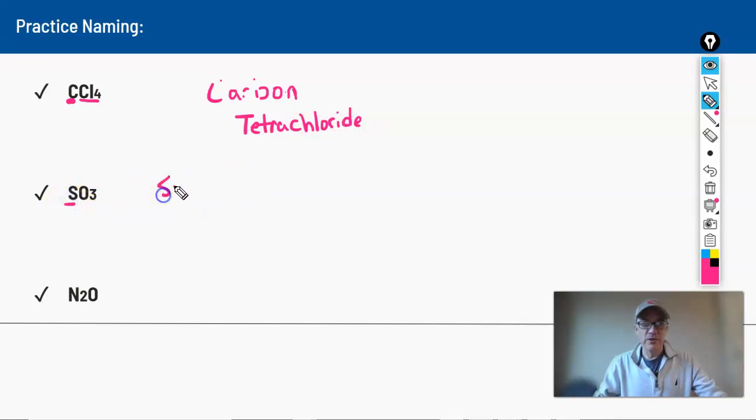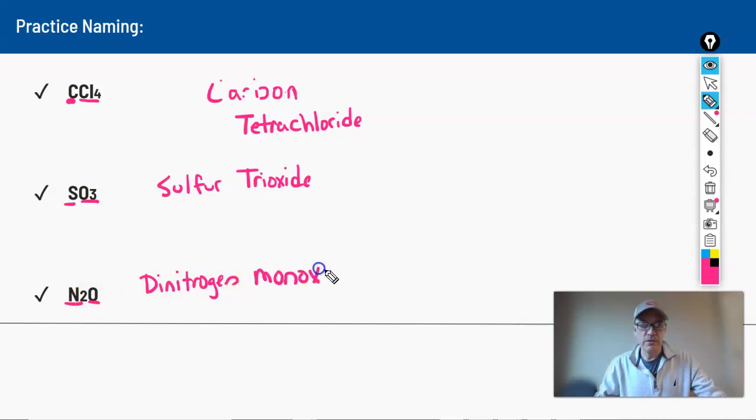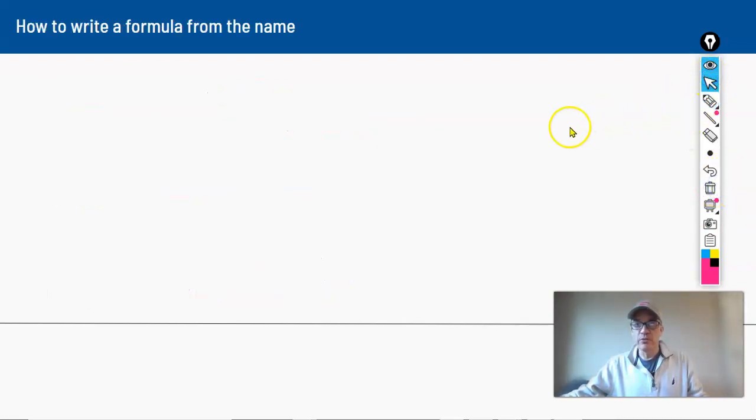1 sulfur, I just start off with sulfur. 3 oxygens, trioxide. 2 nitrogens, so I'll write dinitrogen. 1 oxygen, monoxide. So that's how we would write those, by following the rules that we've been given.